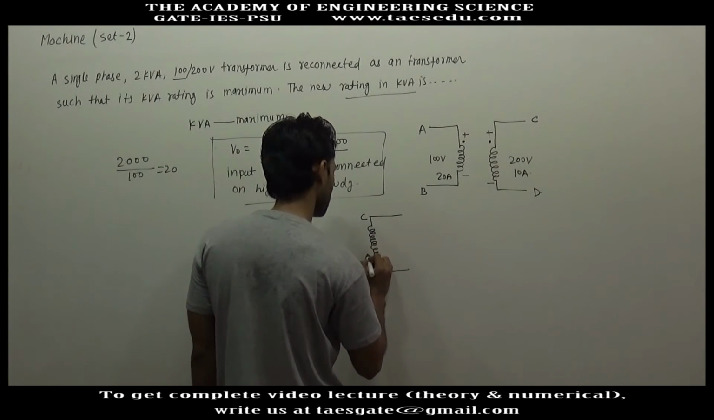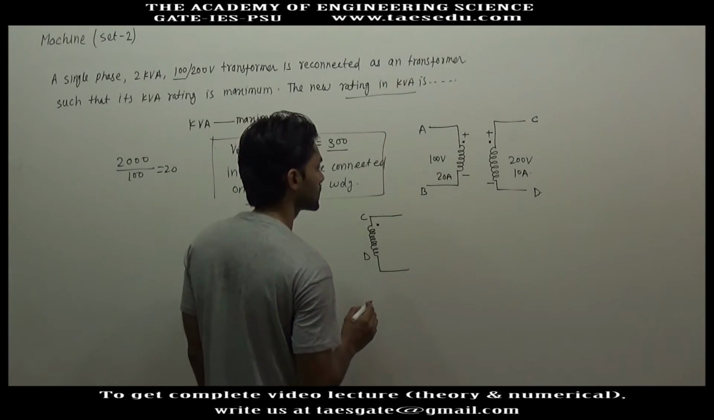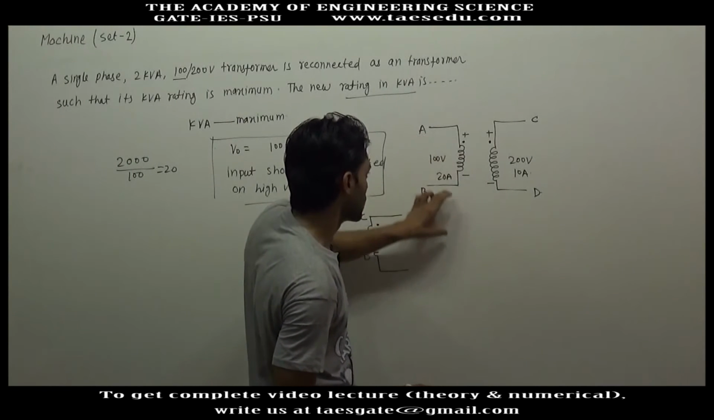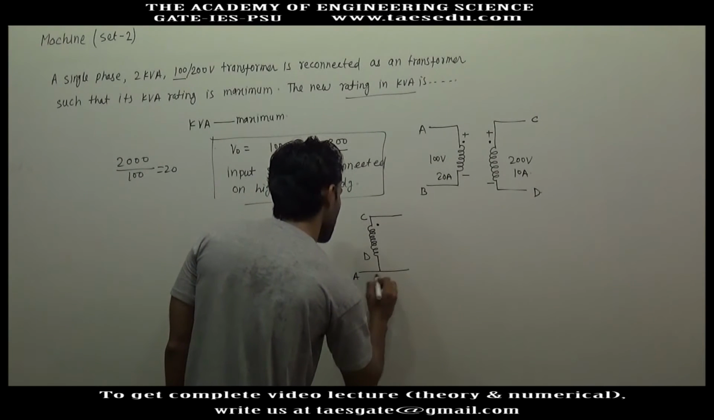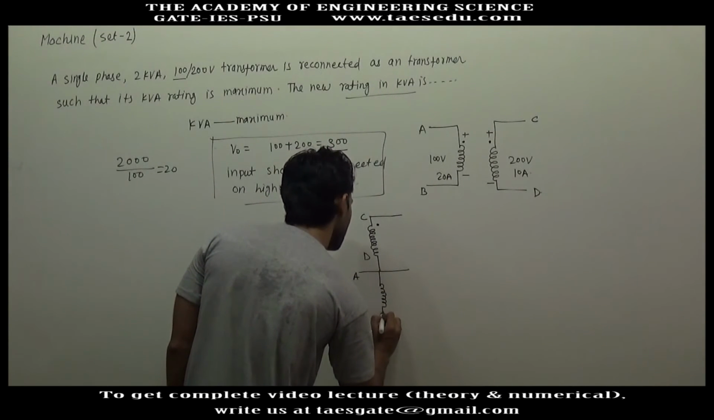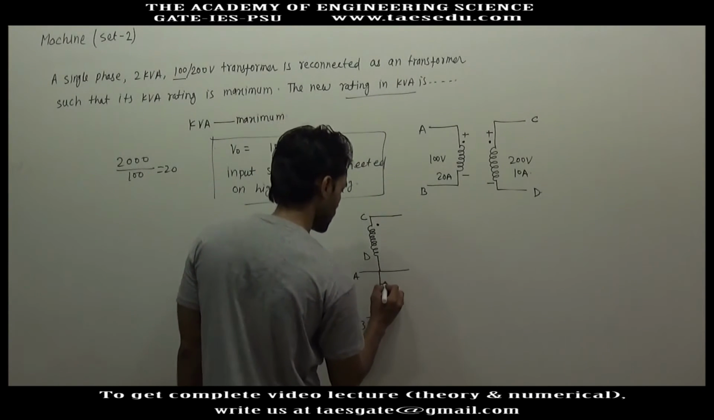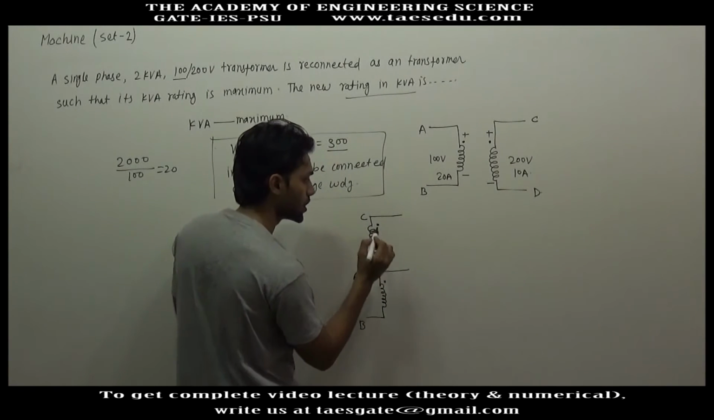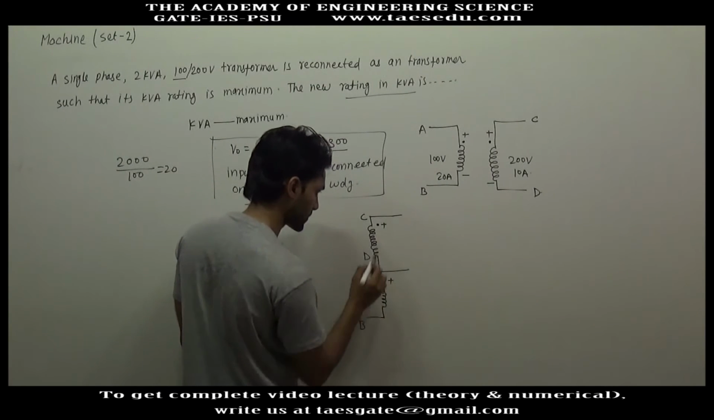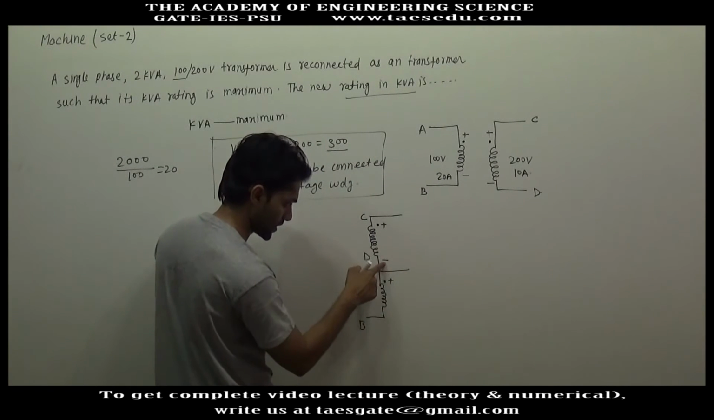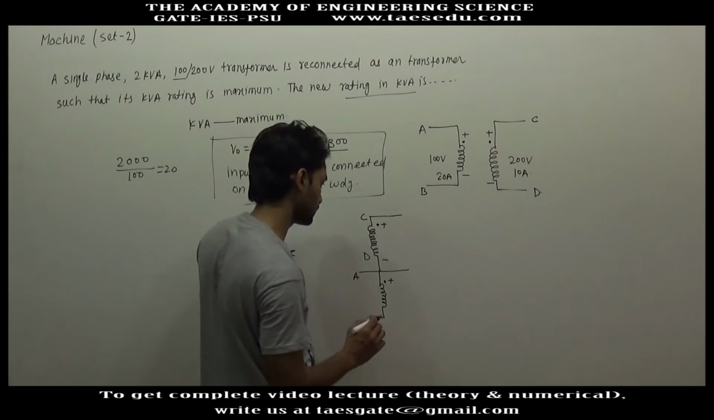This is winding CD and here is the dot. We have to connect A and D, so bring it down and then connect with D. This is A and this is B, and here is the dot. So if on the dot you are taking positive, this dot also will be positive. This is positive, this is negative. So this negative and positive are connected. So in the output you will get summation of these two voltages.